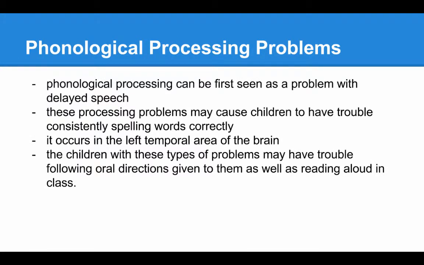Phonological processing problems. Phonological processing problems can first be seen as delayed speech. These processing problems may cause children to have trouble consistently spelling words correctly. It's in the left temporal lobe of your brain. Children with these types of problems may also have trouble following oral directions given to them, so you might have to repeat yourself, and reading aloud in class is a struggle for them.